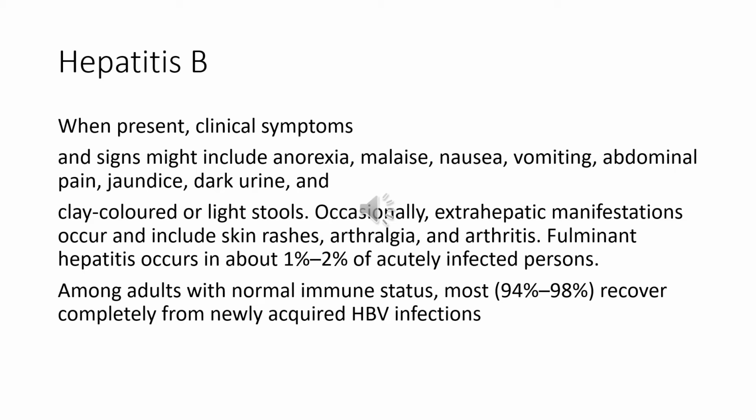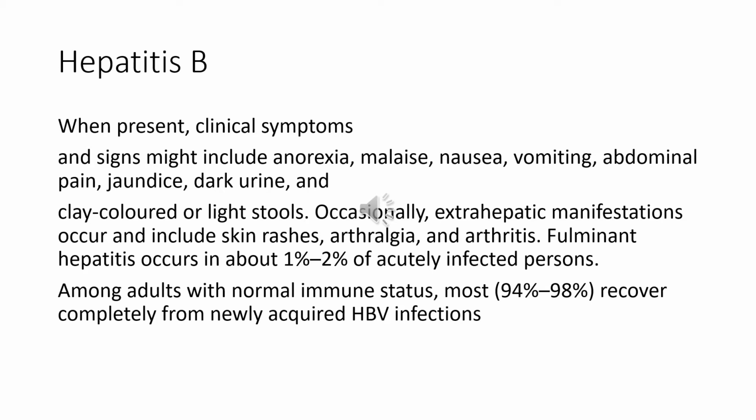When present, clinical symptoms and signs might include anorexia, malaise, nausea, vomiting, abdominal pain, jaundice, dark urine, and clay-colored or light stool. Occasionally, extrahepatic manifestations occur and include skin rash, arthralgia, and arthritis. Fulminant hepatitis occurs in about 1 to 2% of acutely infected persons.